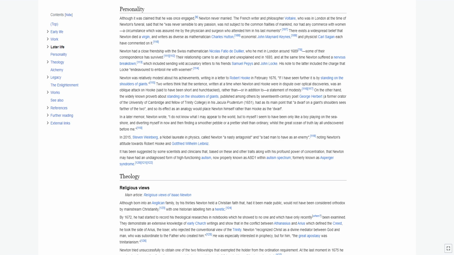Newton had a close friendship with the Swiss mathematician Nicolas Fatio de Duillier, whom he met in London around 1689. Some of their correspondence has survived. Their relationship came to an abrupt and unexplained end in 1693, and at the same time Newton suffered a nervous breakdown, which included sending wild accusatory letters to his friends Samuel Pepys and John Locke. His note to the latter included the charge that Locke endeavored to embroil him with women.